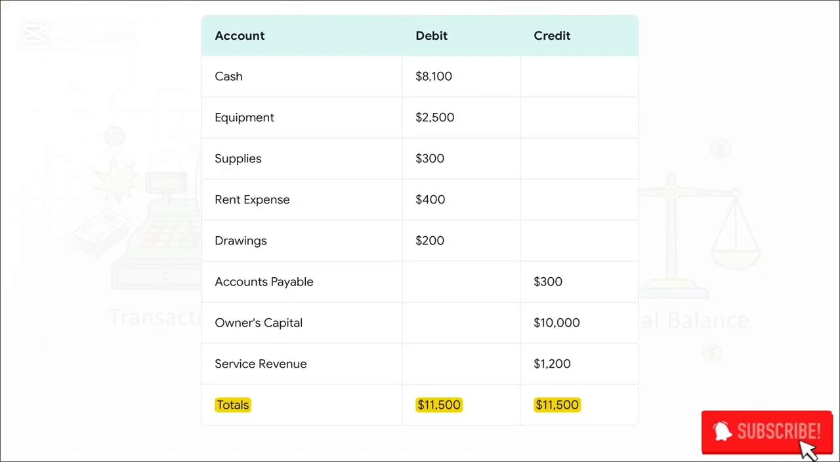And there it is. This is the magic of double entry bookkeeping right here. On the left, you've got all our debit balances. On the right, all our credit balances. And the grand total at the bottom? $11,500. On both sides, a perfect balance.